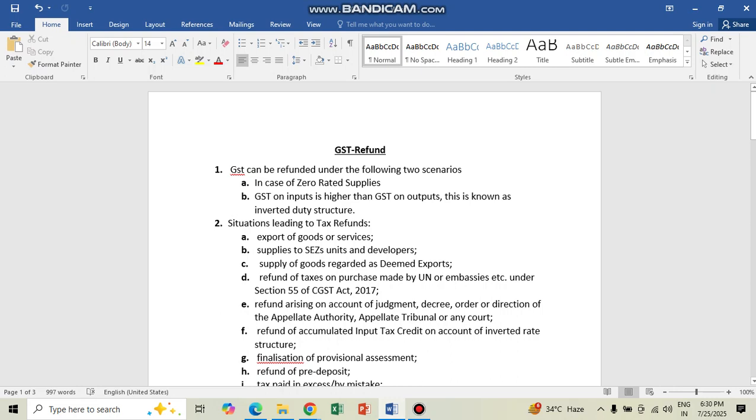GST can be refunded under the following two scenarios: in case of zero rated supplies, or in case where GST on inputs is higher than GST on outputs. This is known as inverted duty structure. There may be different situations which may lead to tax refunds.